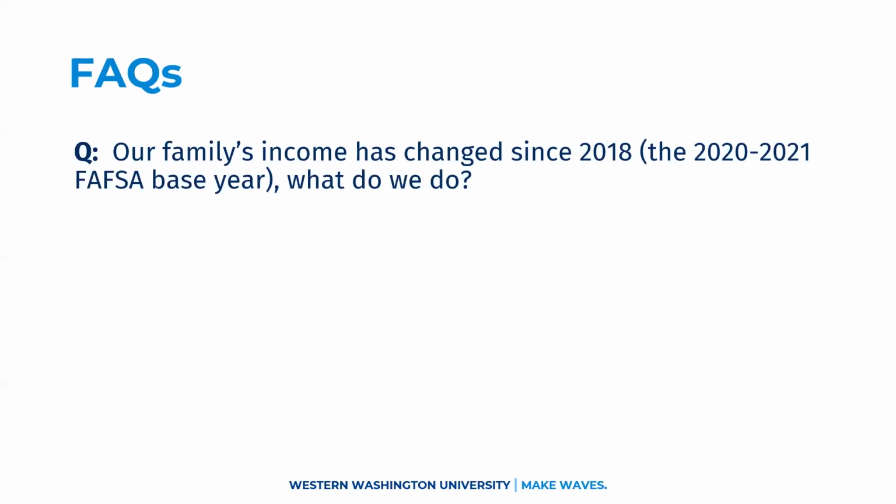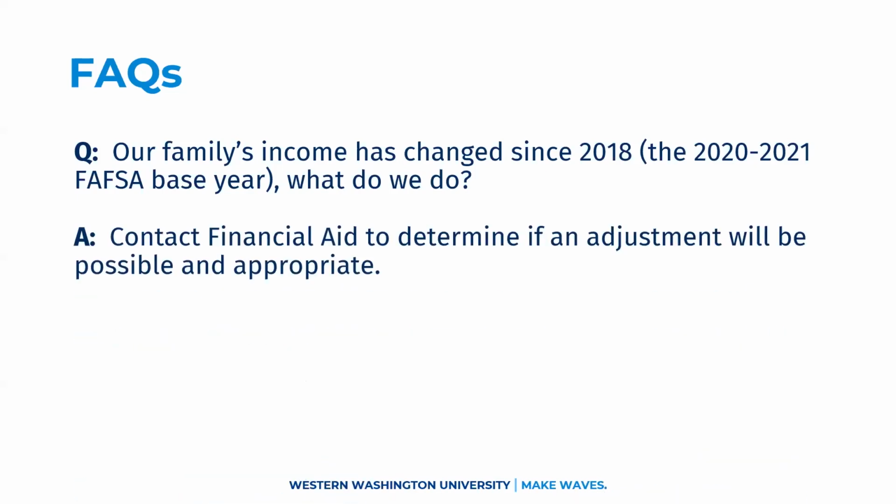Go figure, 2 years ago. So what do we do? A lot of things can happen in 2 years. A lot of things can happen in 2 months, as a lot of us are painfully aware right now. So what we recommend is really contacting our department to see if an adjustment to the FAFSA would be possible and appropriate. That's something that we can do sometimes.